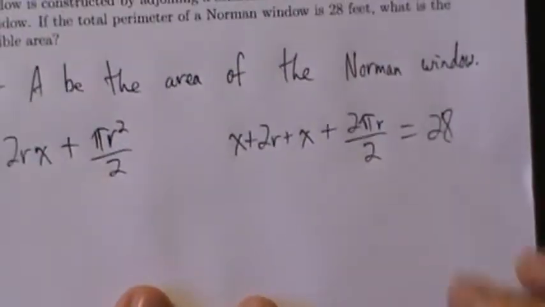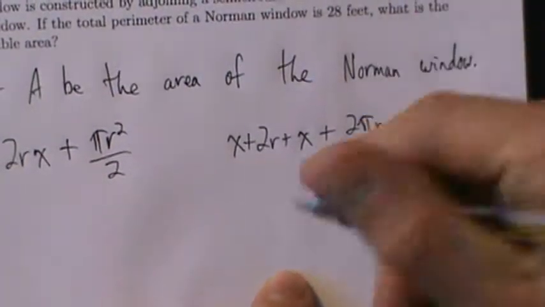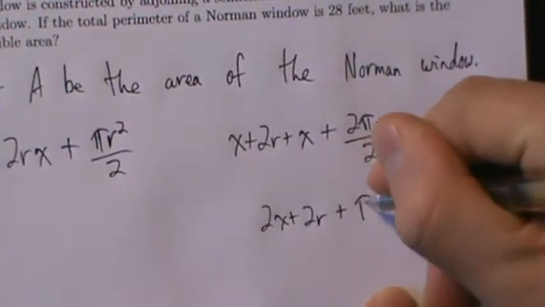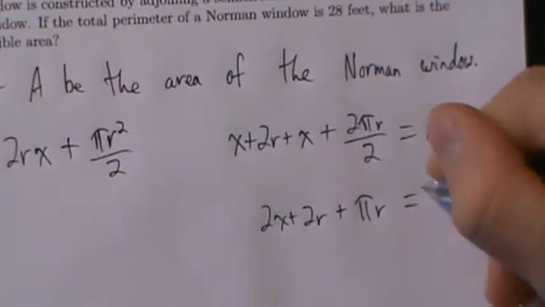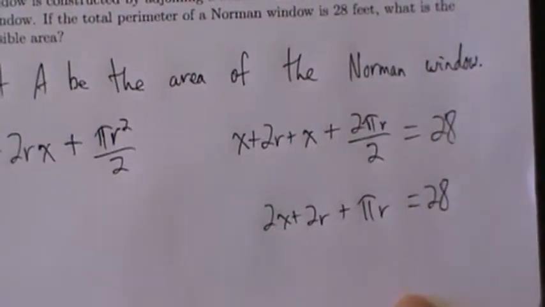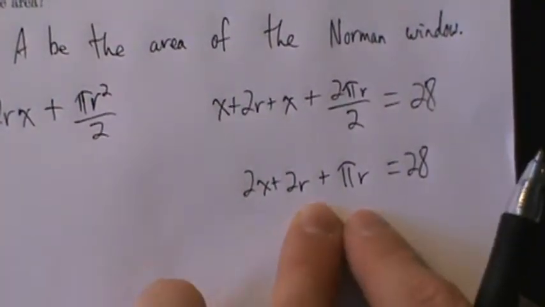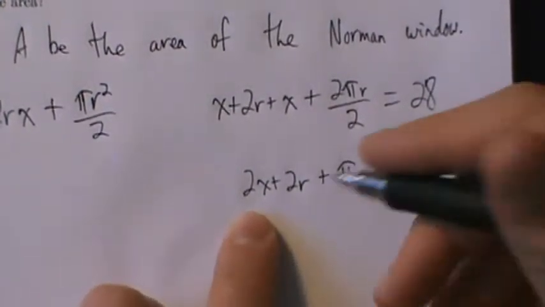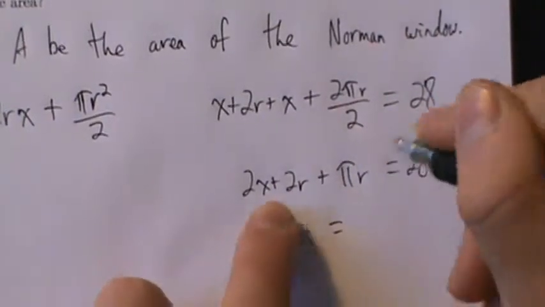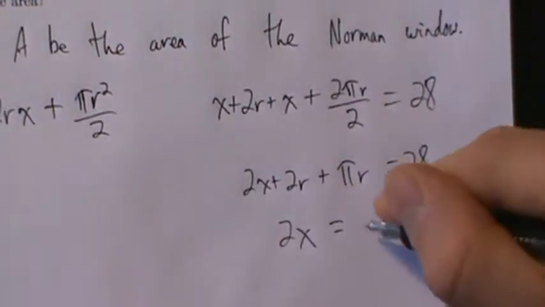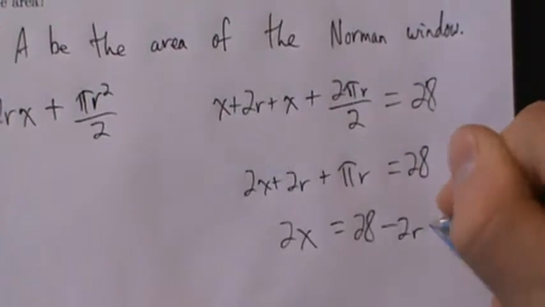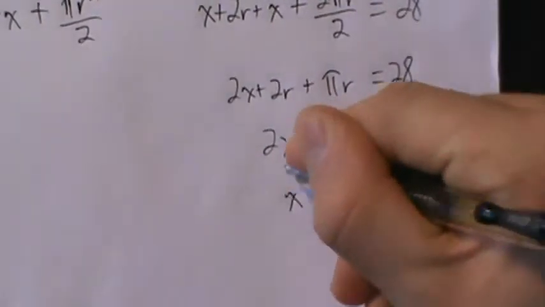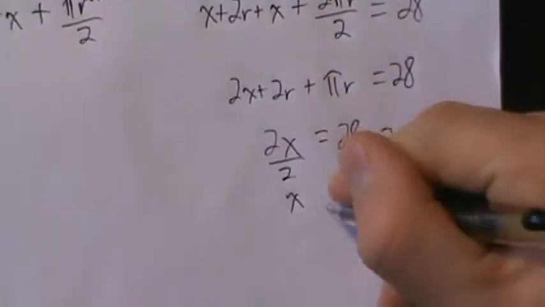Okay, so x plus 2r plus x, that's 2x plus 2r. 2 pi r over 2 is just pi r, and then that equals 28. So we're solving this for x. Now again, we could solve it for r, but it's going to be more work than we really want to do or need to do. So 2x. Let's subtract 2r and pi r from both sides. So this is going to be 28 minus 2r minus pi r. Now divide everything by 2.